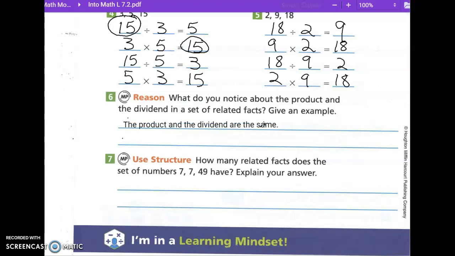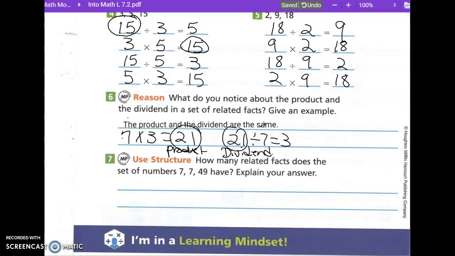So the product and the dividend are the same, and then it says give an example. So you could say 7 times 3 equals 21. This is your product. And you should say 21 divided by 7 equals 3. And this is your dividend. Okay, if you're at home and you need to stop, go ahead.